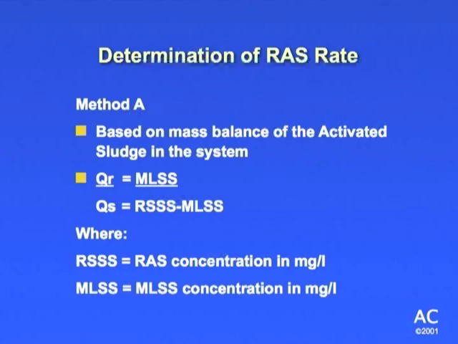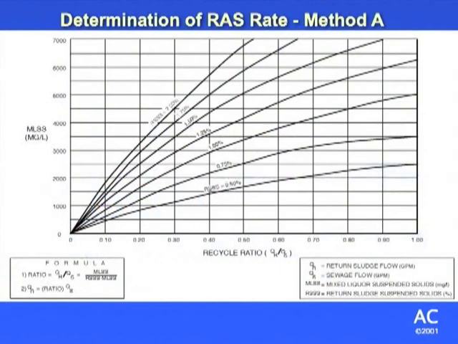RSS is the RAS concentration. The MLSS is the concentration in milligrams per liter of your mixed liquor suspended solids. And there's this chart right here, and here's the ratio right here. The QR over QS, like we said previously, is MLSS over RSS minus MLSS. So the recycle ratio that we're looking for is around 0.69, almost 0.7.